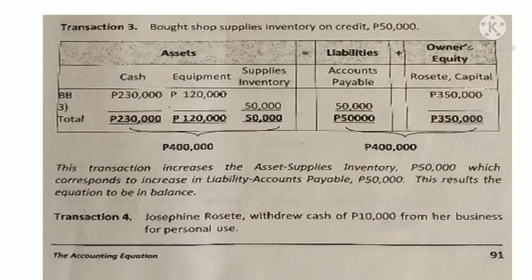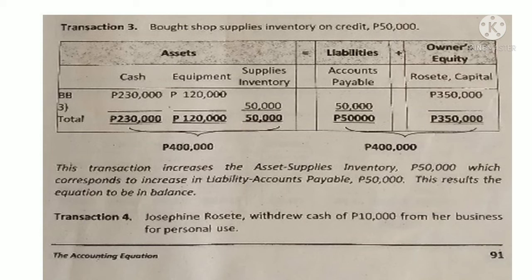Okay, so for our transaction 3, buy shop supplies inventory on credit. So pasabot nangutang siya. So ang beginning balance atong cash, di ba? 230,000 plus equipment nga 120,000 pesos. So karon nangutang siya og supplies inventory nga mahimo na pud siyang asset sa company. So naay 50,000 pesos nga supplies inventory. So atong makita, no, pila na ang total assets tanan: 230 nga cash, 120 nga equipment plus supplies inventory nga 50,000. So total assets is 400,000 pesos.